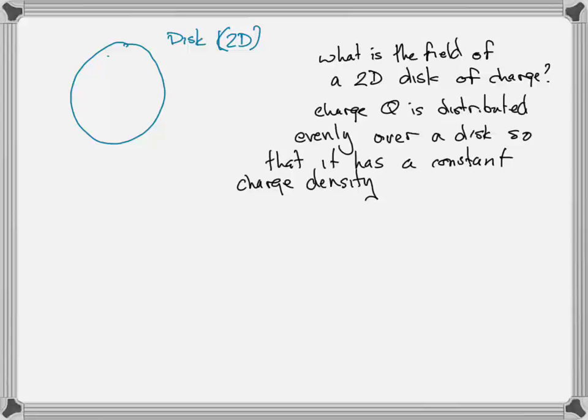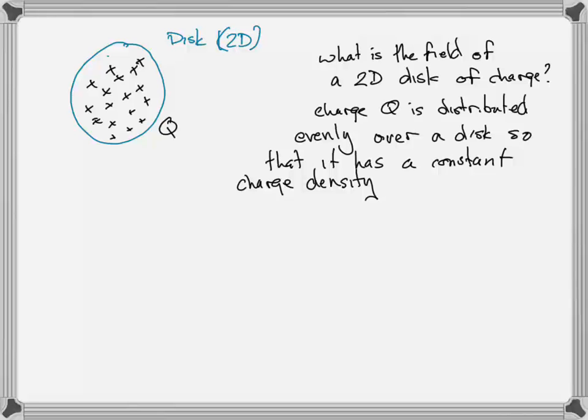The total charge is Q. There's a bunch of plus charges all over the disk. I'm not going to draw them all, but they're evenly distributed, so that it has a constant charge density. Charge density in 3 dimensions would be charge per unit volume, but this is 2-dimensional charge density, so it is charge per unit area.